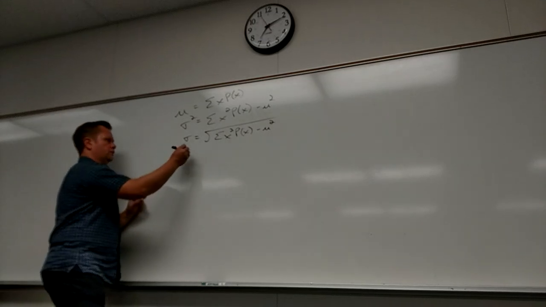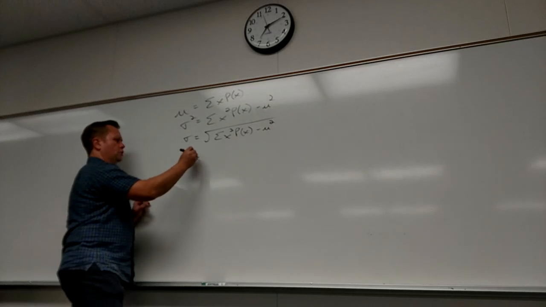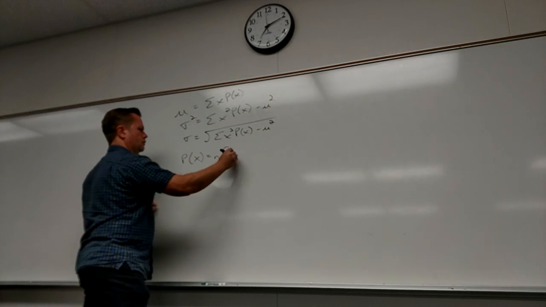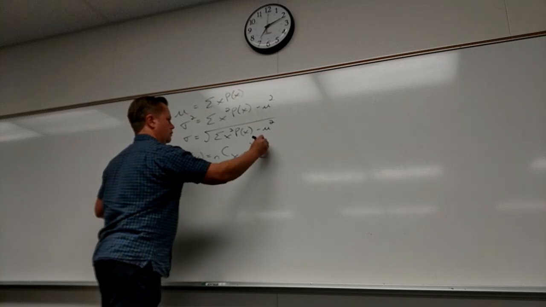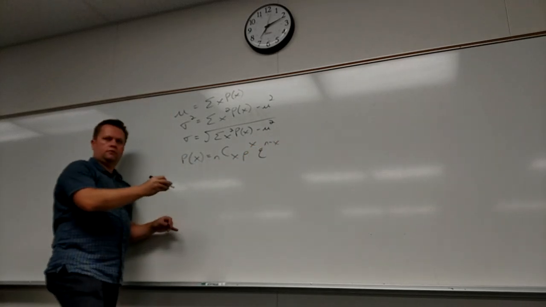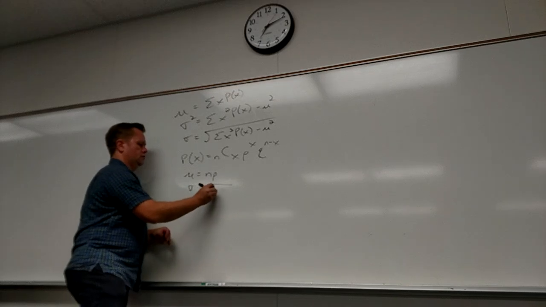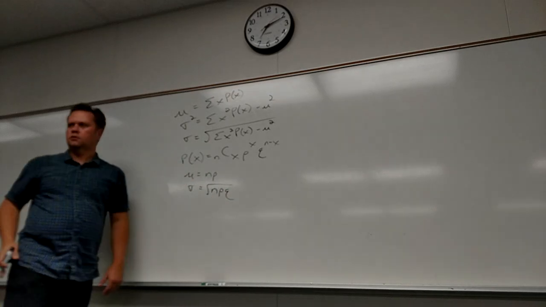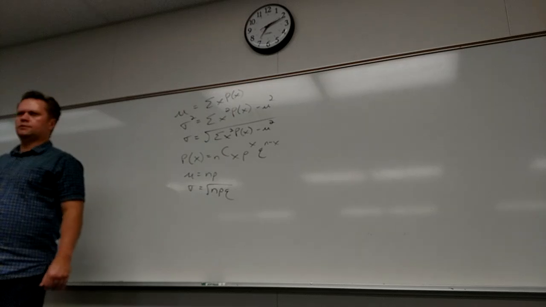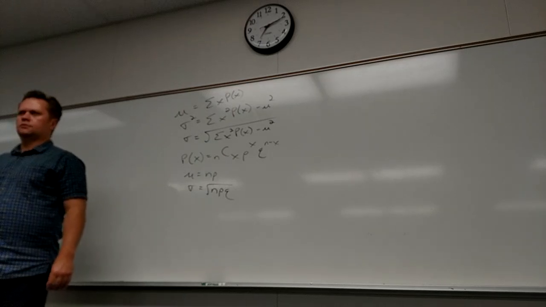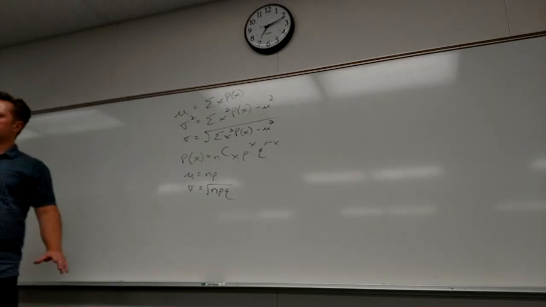And then the other stuff from chapter 4 was the binomial stuff. And you have its mean, its standard deviation. So that's chapter 4.